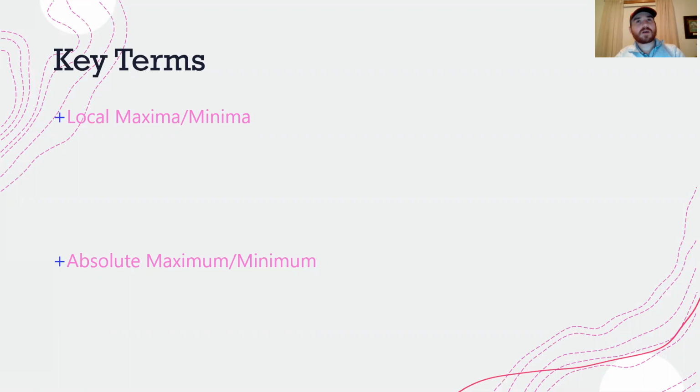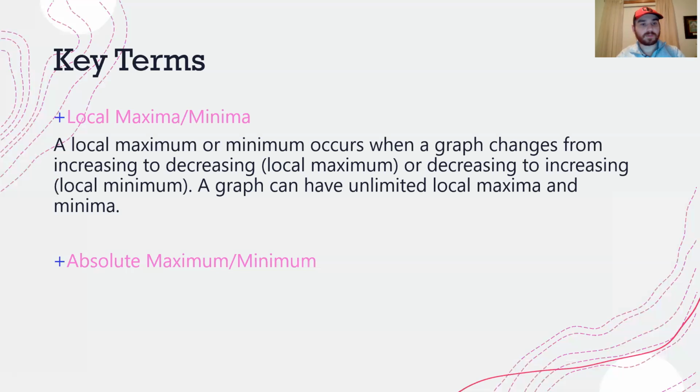These are also often or occasionally called, oh, what's the other word for it? There's another word for it, I can't remember it off the top of my head. But a local maximum or minimum occurs when a graph changes from increasing to decreasing, which is a local maximum, or decreasing to increasing. That's the local minimum. A graph can have unlimited local maxima and minima. It's actually dependent on something we'll talk about in a little bit.